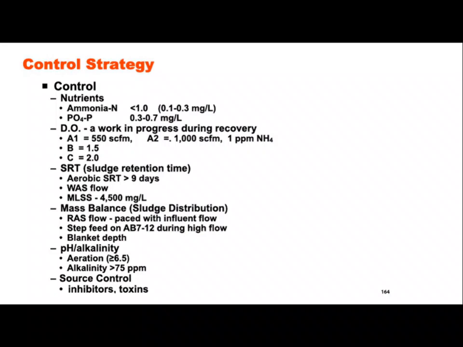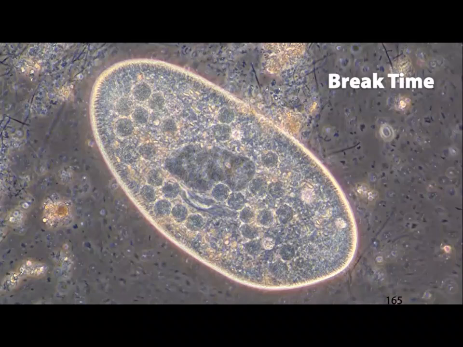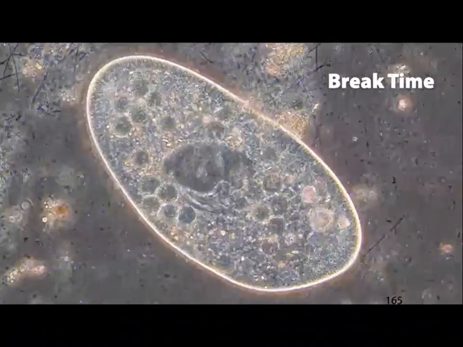You're controlling to an aerobic SRT of more than 9 days, or at least the other. You've got a waste flow that's establishing a mixed liquor concentration. You've got RAS flow that's paced with the influent flow. Isn't that a nice thing? Because that is actually now maintaining the balance, right? So it's self-pacing, monitoring blanket depth, alkalinity, keeping pH up there, and you've done a nice job on source control. So that's a long and busy day.